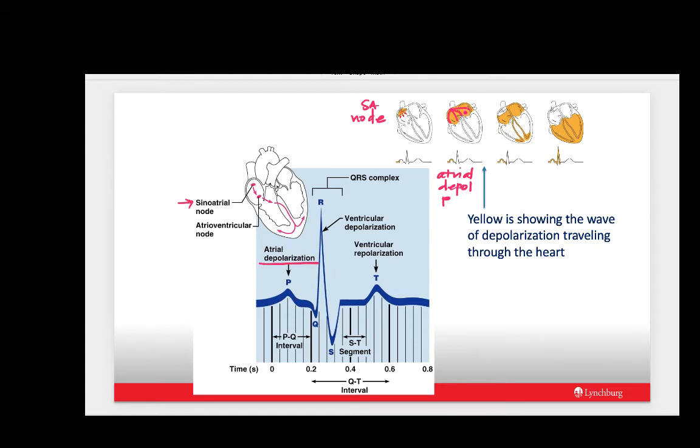Now, we also know that that impulse is going to travel directly through the internodal pathway and is going to activate the AV node.